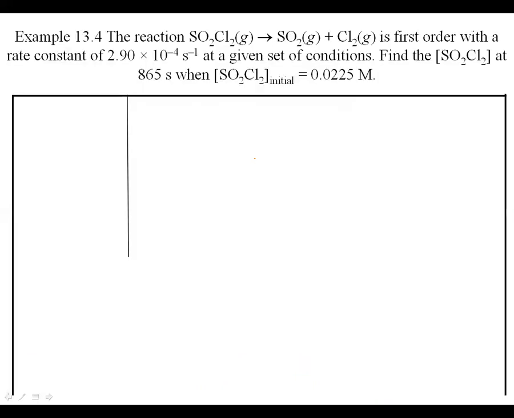All right. So why don't you try this one here? It's first order with the rate constant given. Find the concentration after 865 seconds if the initial concentration is 0.0225. So see what you come up with.